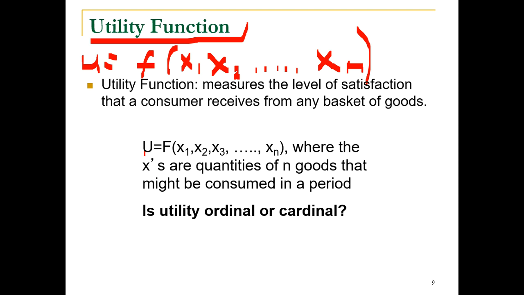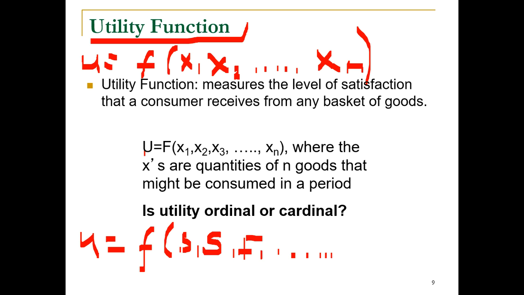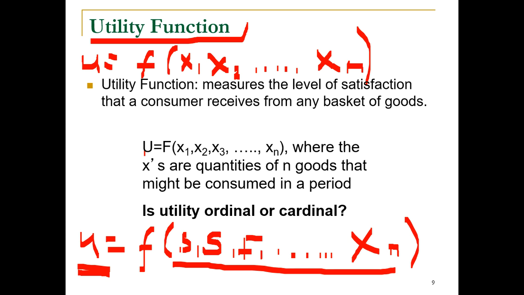So the x's are just the various types of goods that we're going to consume. Practically, we can say our utility function is a function of sugar, salt, Fanta, all the various goods and services that we're going to consume until the last one, xn. So this is what we call a utility function. It shows that the satisfaction I'm going to have comes from the consumption of these goods.